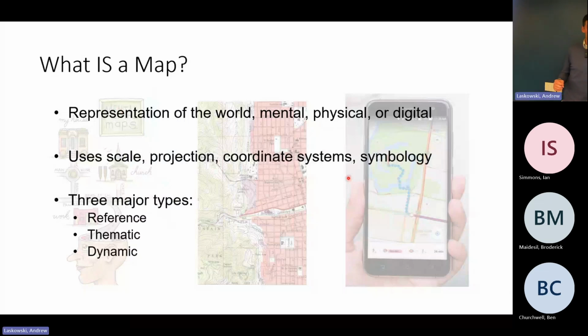So three major types: reference maps, thematic maps, and dynamic maps. You can also have maps that layer on top of each other, maps that actually fit into these different categories.